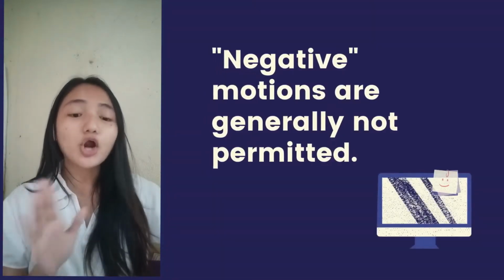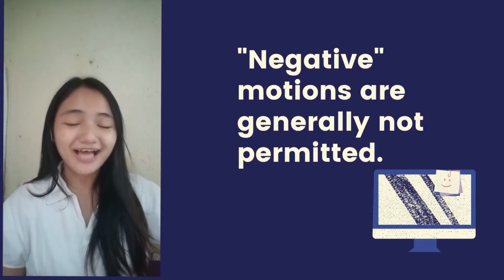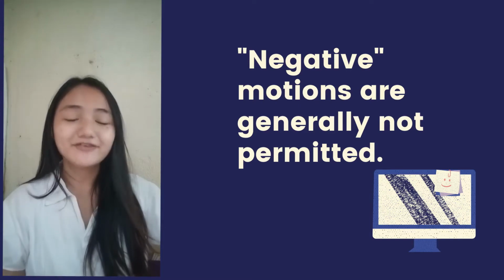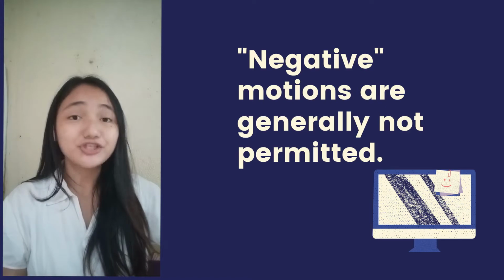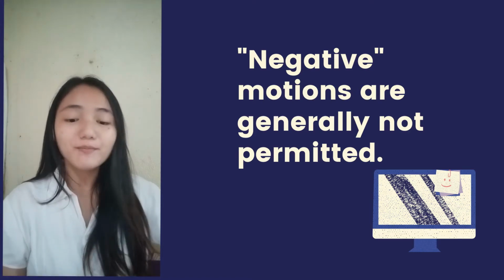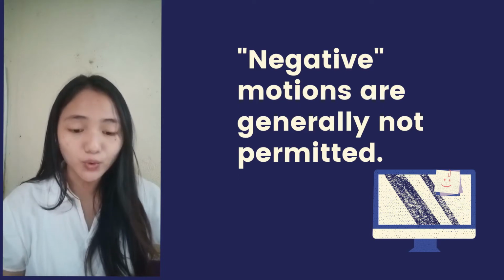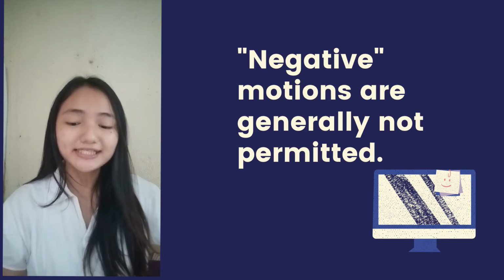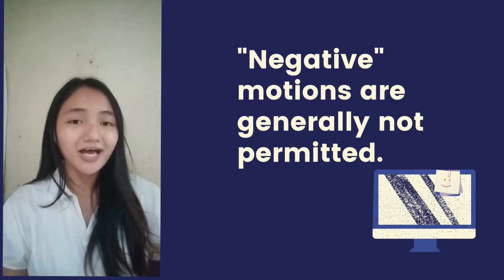Now let's have the second rule. Negative motions are generally not permitted. To dispose of a business item, the motion should be phrased as a positive action to take, and then if the group desires not to take this action, the motion should be voted down. The exception to this rule is when a governing body is asked to take action on a request and wishes to create a record as to why the denial is justified.